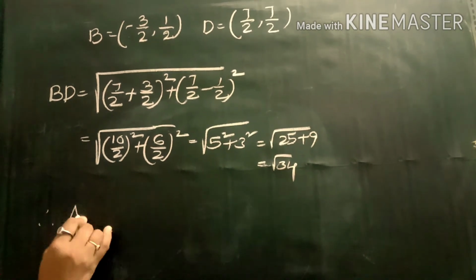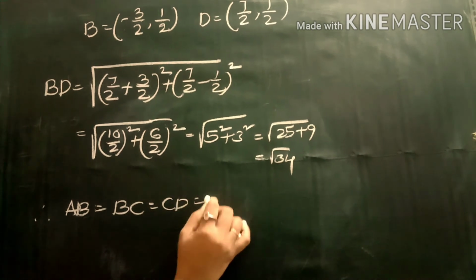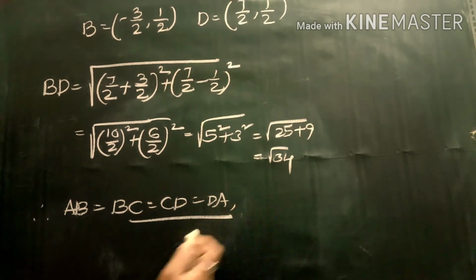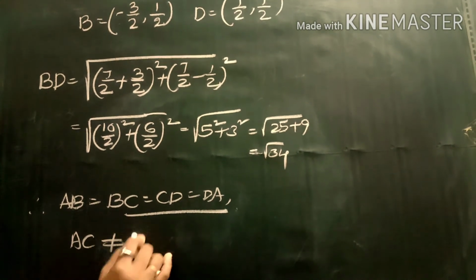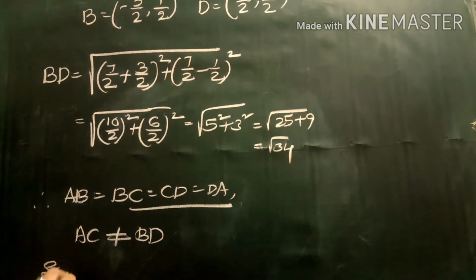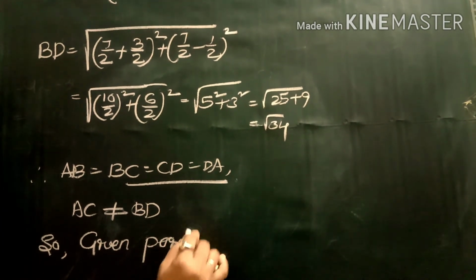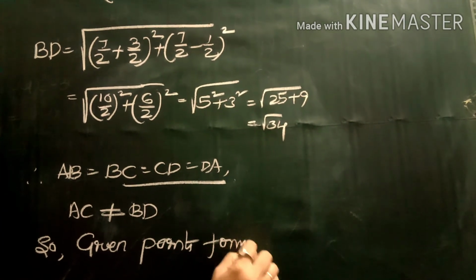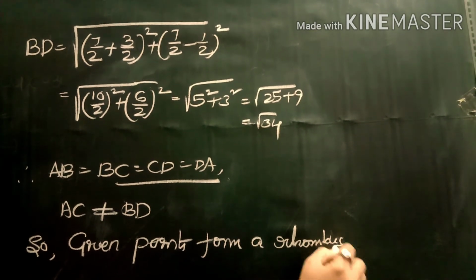Therefore, AB is equal to BC is equal to CD is equal to DA, that is all sides are equal, and each side is equal to root 170 by 4, and AC is not equal to BD, diagonals are not equal, so the given points form a rhombus. Given points form a rhombus, that's it.